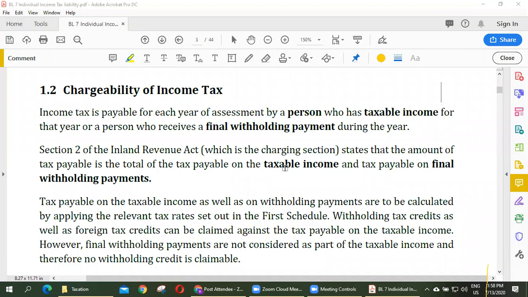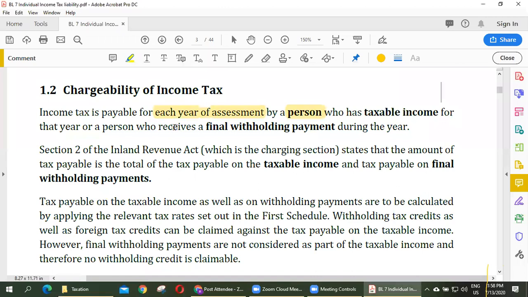Likewise, to charge income tax, to collect money from the general public, they need a charging section. So there should be a legal provision. So that's the chargeability of income tax. Income tax is payable for each year of assessment, right? The important words: the income tax is payable for each year of assessment by a person. Who should pay tax? A person, right?